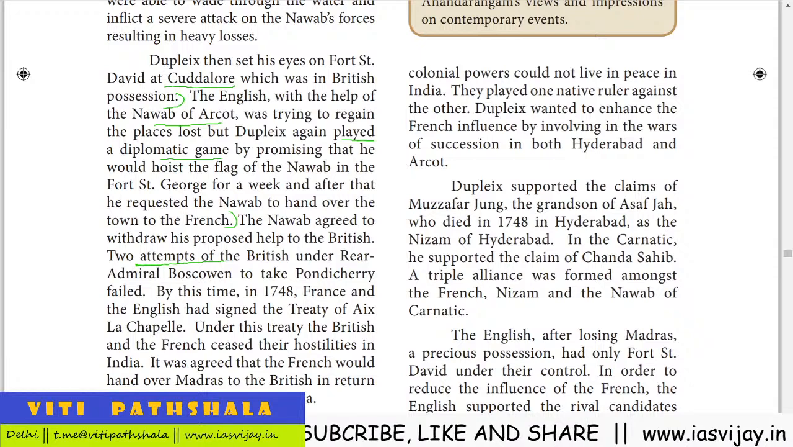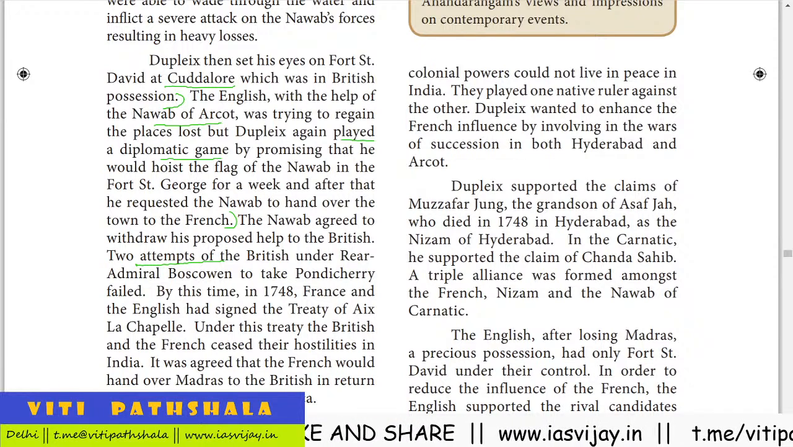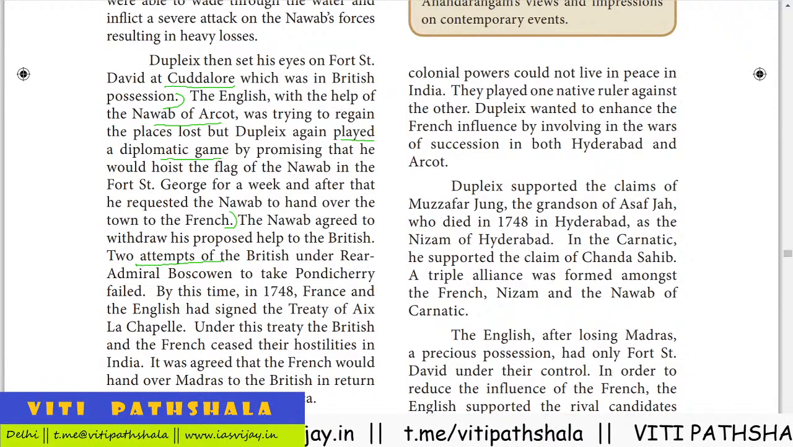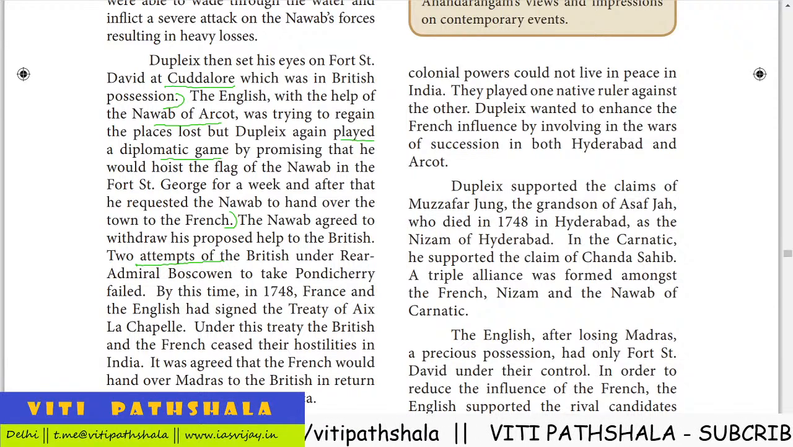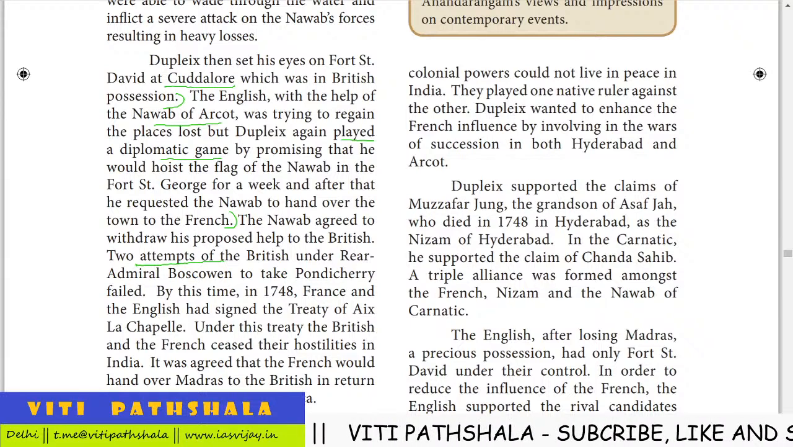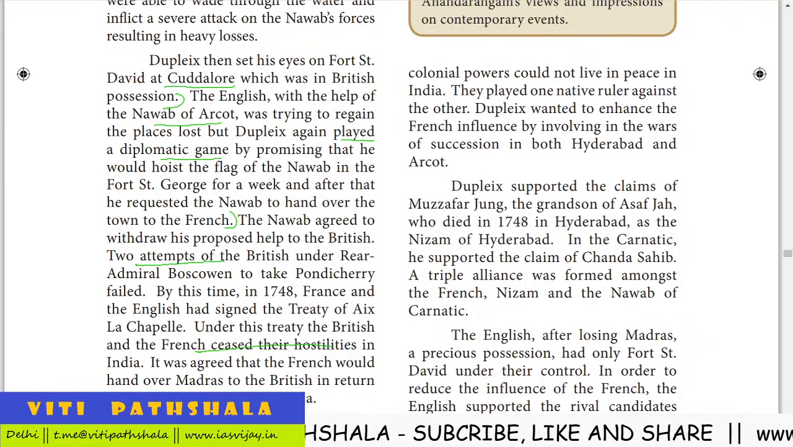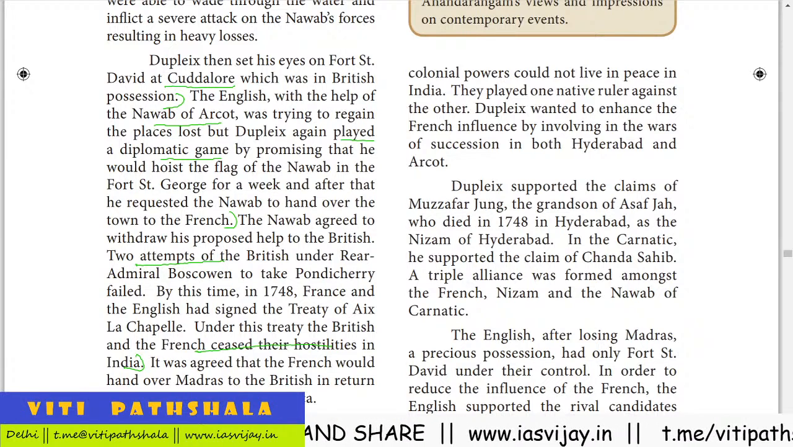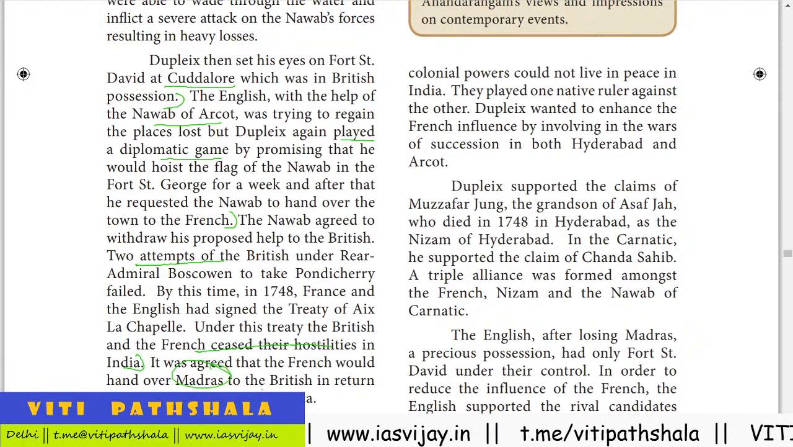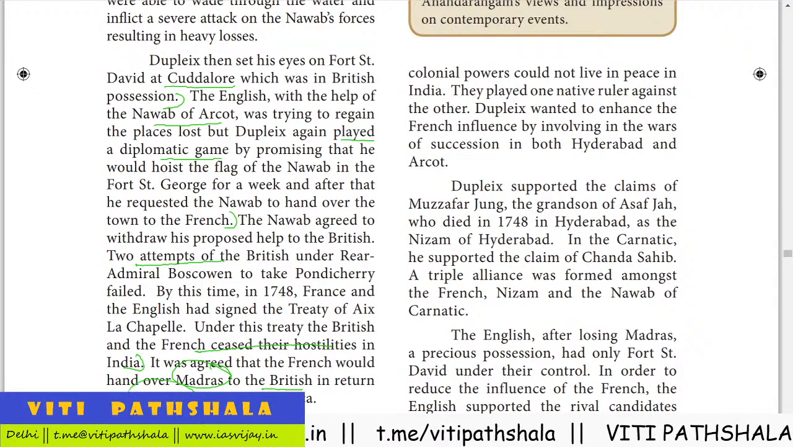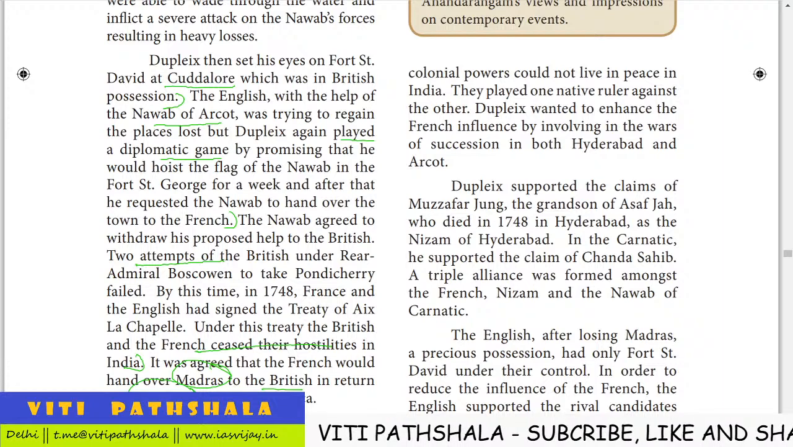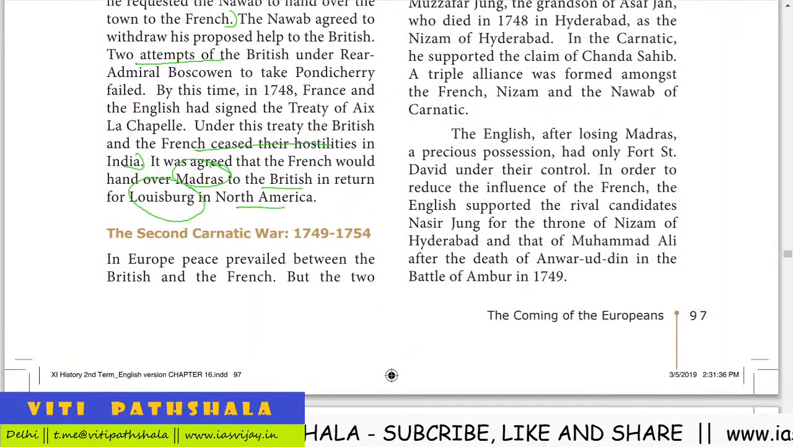But by this time, in 1748, the French and the English had signed the Treaty of Aix-la-Chapelle. Under this treaty, the British and the French ceased their hostilities in India. It was agreed that the French would hand over Madras to the British. In return, Louisburg in North America would be handed over to France.